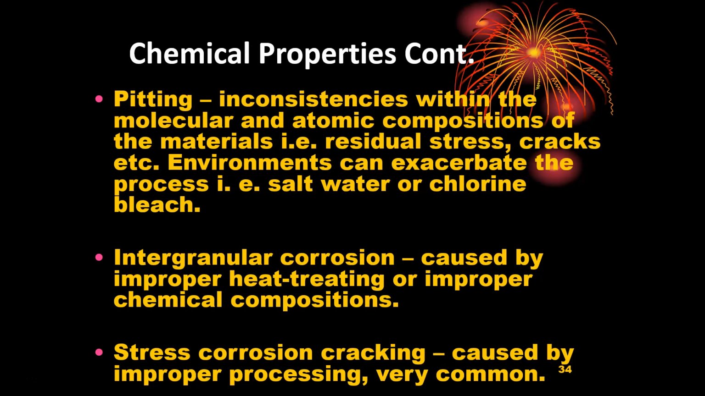Chemical properties continued. Pitting, inconsistencies within the molecular and the atomic compositions of the materials, such as residual stress, cracks, and etc. Environments can exacerbate the process, such as salt water or chlorine bleach. Intergranular corrosion, caused by improper heat treating or improper chemical compositions. Stress corrosion cracking, caused by improper processing, and this is very common.